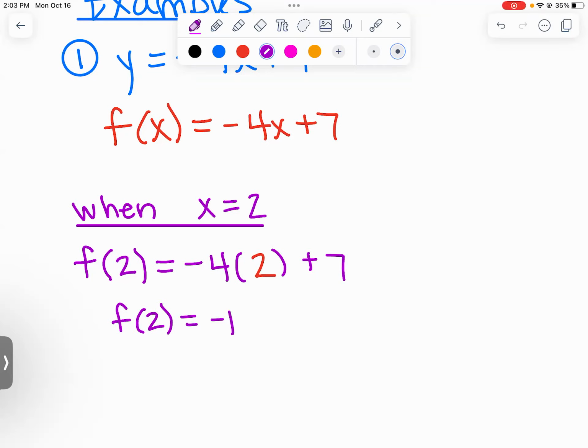Okay, so it's the same thing, but we got to get used to function notation. Now, here's the deal. When I see this, f of 2 equals negative 1, I know that we have the coordinate x is 2, y is negative 1. I can see that all at once. I can see we have the coordinate positive 2, negative 1.